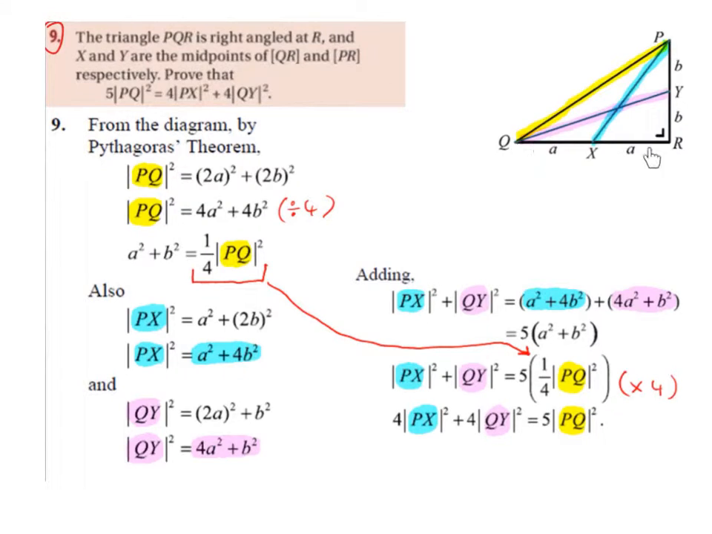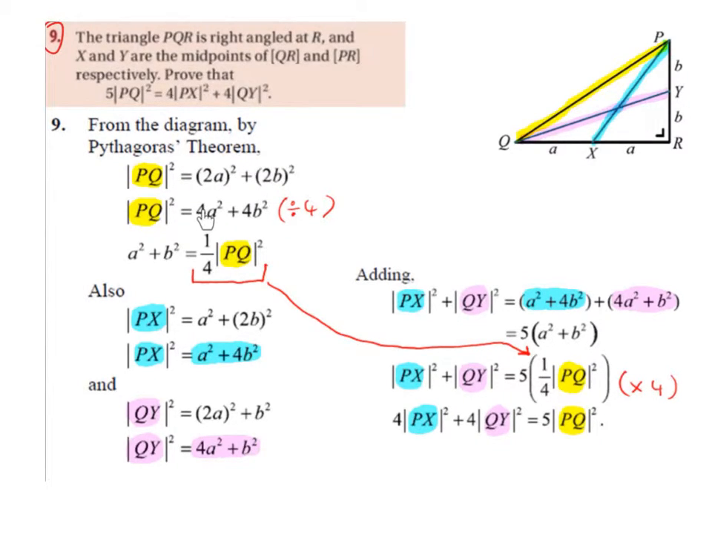We can label QR, rewrite it as 2a, because this distance we're going to call a, this distance we're going to call a, and a plus a is 2a. We know that these two are equal because X is the midpoint. And you don't have to go with a's, you can go with whatever letter you want. Likewise over here, Y is the midpoint of PR, so this distance is equal to this distance. So b plus b is 2b. So PQ squared is equal to 2a squared plus 2b squared.